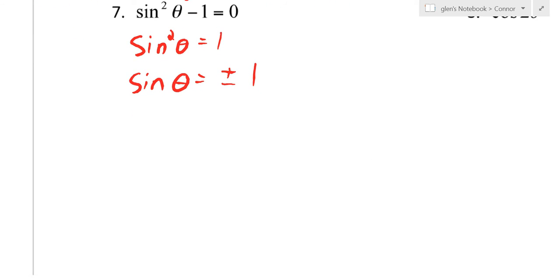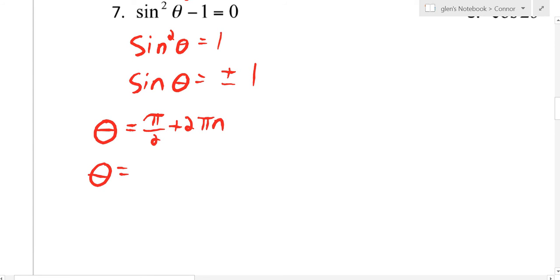So theta would have to be, these answers are online, man. They are? Yeah. So to equal positive 1, theta would be pi over 2 plus 2 pi n. To equal negative 1, sine hits that at 3 pi over 2.